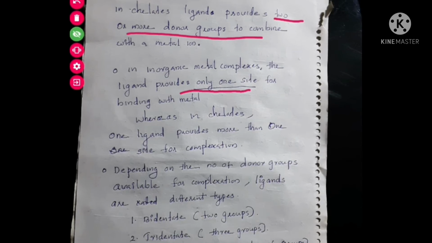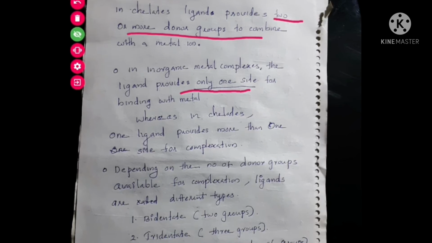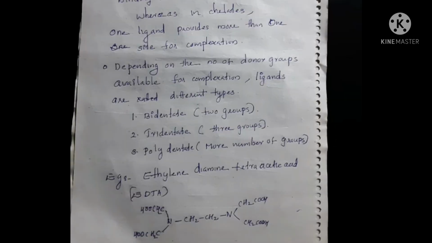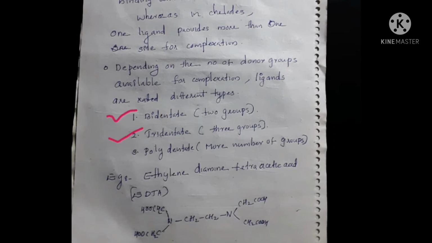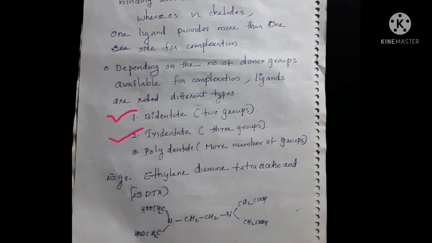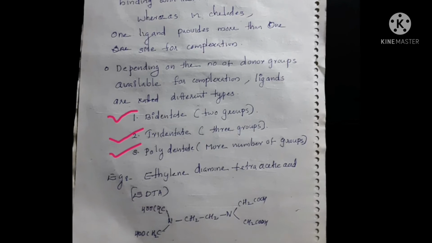Depending upon the number of donor groups available for complexation, ligands are of different types. If 2 donor groups are available for complexation, it is known as bidentate. If 3 groups are available, it is known as tridentate. If more groups are available, it is called polydentate. EDTA is an example of a chelate.